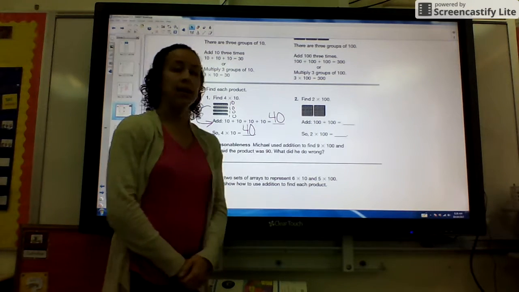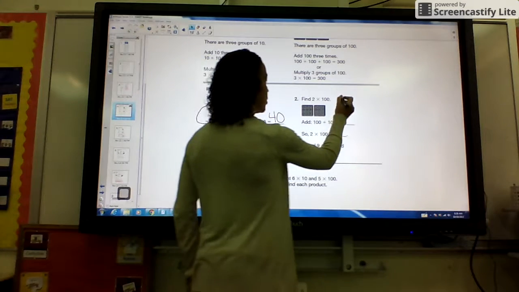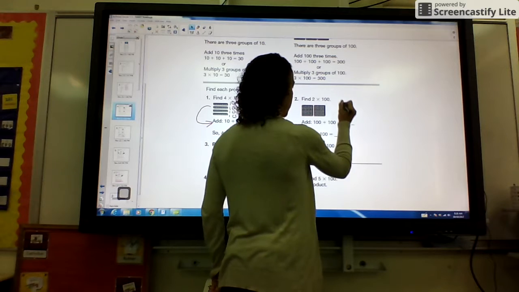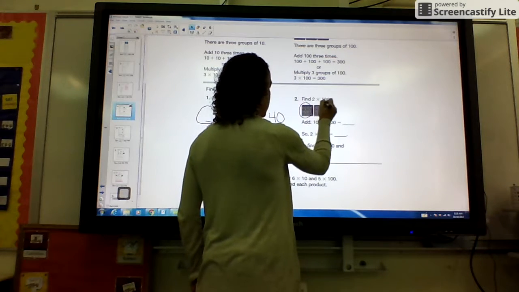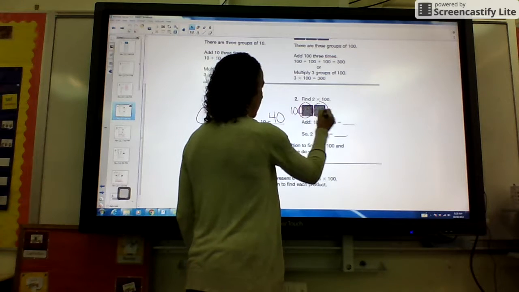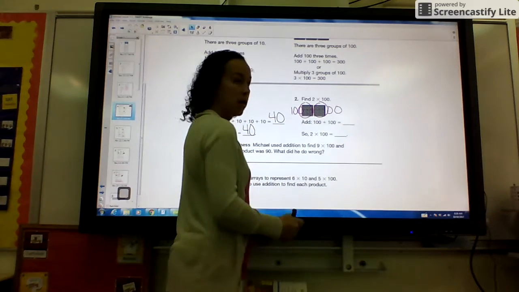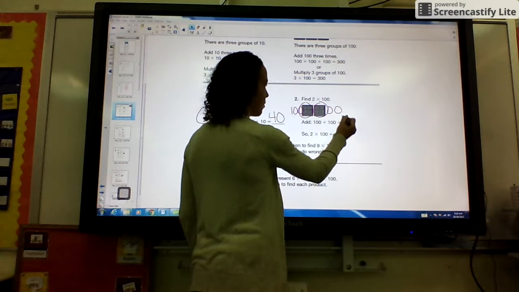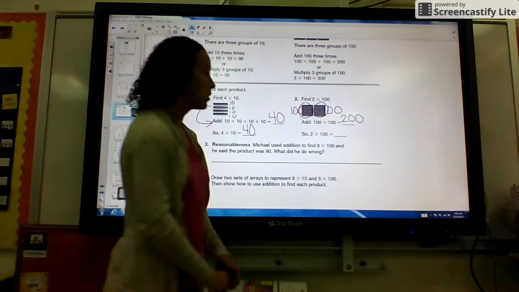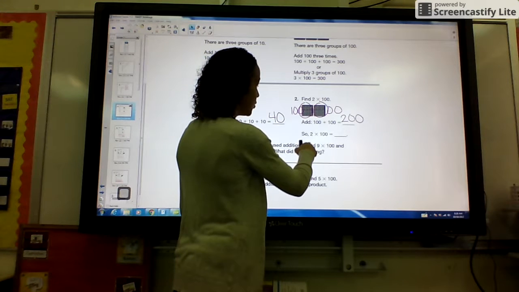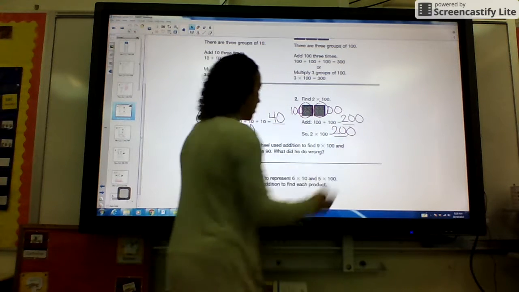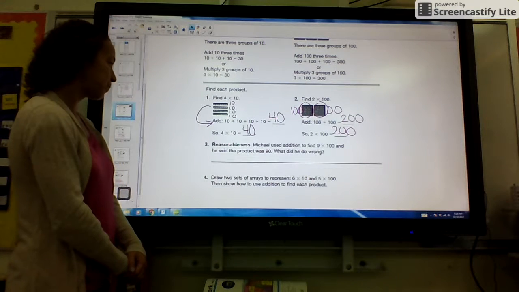And then let's go over this now. So we have 2 times 100, okay? 2 hundreds here. These are each 100. That's where the 100 plus 100 comes together to get 200. Now, 2 times 100 then is also going to be 200.